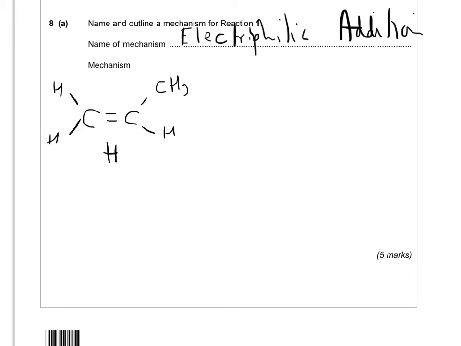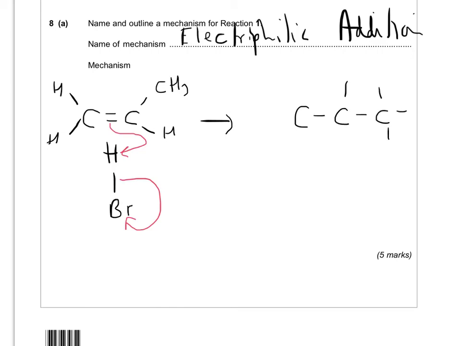HBr underneath. So your first arrow comes from the double bond to the H, and then from the HBr to the Br. Make sure you draw your mechanisms big, because otherwise it's very likely that you're going to not leave yourself enough space to put the arrows in the positions you want them. And then you're going to break that double bond. You're going to have 3 C's in a row. Your H could either go on this C or this C.